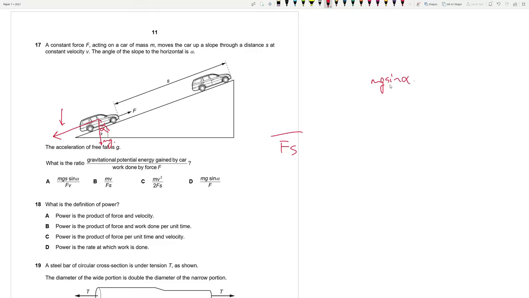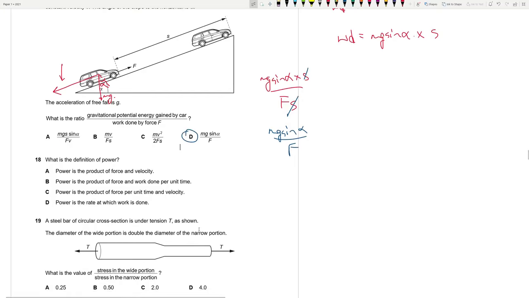We worked against the sine component of weight. Not the whole thing, just a portion of it, the sine component basically. And we successfully moved through a distance of s. So we know that work done is equal to force into distance. Now, the force that we were working against was mg sine alpha, and the distance moved was s. So that's the GPE gained by the car, mg sine alpha into s. Now, the work done by the driving force was Fs, and we can get rid of this s. We're ending up with mg sine alpha by F. The answer is D. Okay, 17 D.